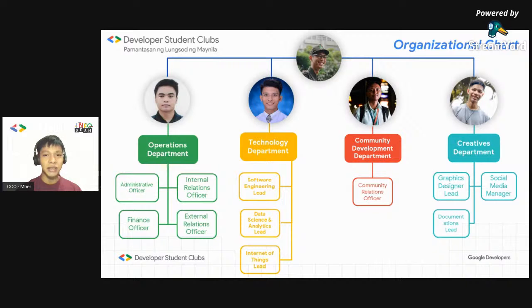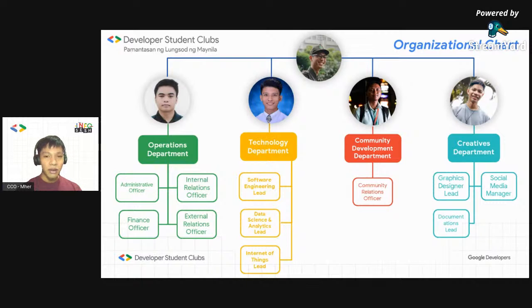Ano nga ba ang Creatives Department? The Creatives Department is responsible for establishing the art direction of a project, developing marketing strategies, and translating these ideas into campaigns for the organization's various projects. So, sa Creative Department, meron tayong tatlo. First is the graphic designer lead, which is in charge in translating marketing strategies into creative campaigns that communicate the necessary information through an excellent visual and design. So yan yung taga-design natin lagi.